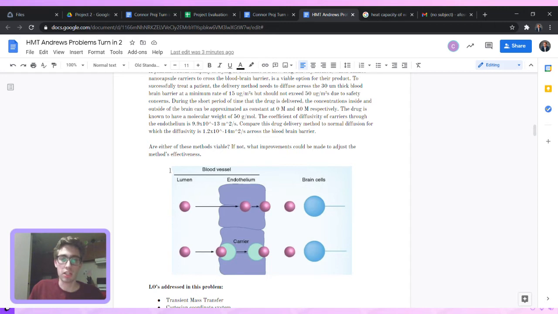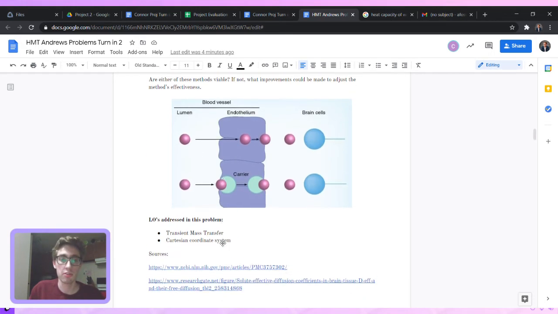This problem was modeled at steady state over a short time period, such that the inside of the brain could be modeled using a concentration of 0, and the outside could have a concentration of 40 molar. The drug had a known molecular weight, which comes into play later, as well as coefficients of diffusivity, either using the carrier method, which is the new proposed method, and the regular normal diffusion method, which can be seen above.